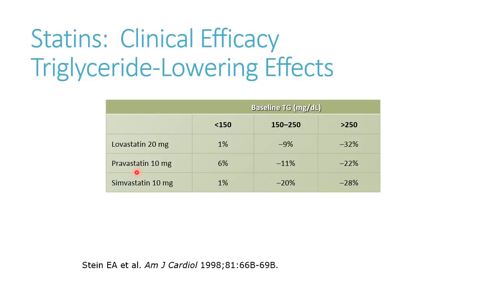So for instance, if I'm giving something like 10 milligrams of simvastatin, which is a pretty wimpy dose, all things considered, and you have, say, triglycerides less than 150, which is pretty good, you'd have maybe a 1% reduction. But if you had someone with triglycerides greater than 250, you actually end up seeing about a 28% reduction. So again, the more hypertriglyceridemic they are, the better effects you're going to see from these statins, which is good.